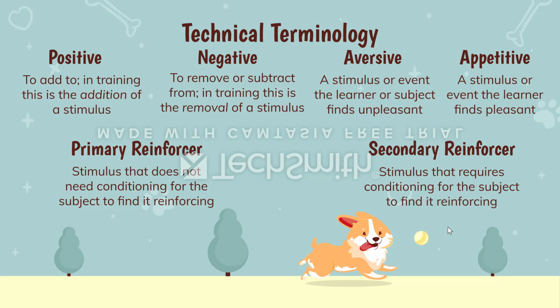And then we also have the terms primary and secondary reinforcer. So these can get a little confusing. For some people, a primary reinforcer is a stimulus that does not need conditioning for the subject to find it reinforcing or rewarding. And then a secondary reinforcer is just a stimulus that requires conditioning for the subject to find it reinforcing. So these are going to pop up later in our presentation, those bottom two. They're going to pop up more towards the end. Any questions so far?